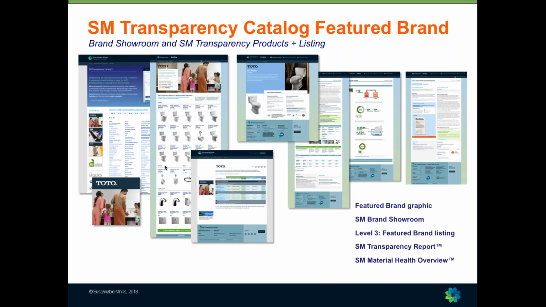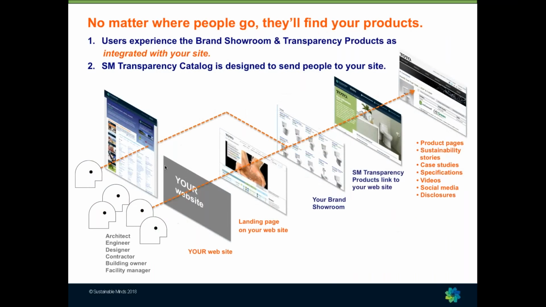And they've created material health overviews that are integrated into the transparency report. So a user can find both the environmental and the material information all in one place with interpretation. What does it mean? What's the manufacturer doing to get this level of disclosure, and making the results understandable? I want to reinforce again that all these information tools are designed to drive people back to the manufacturer's website for more information or more interaction.